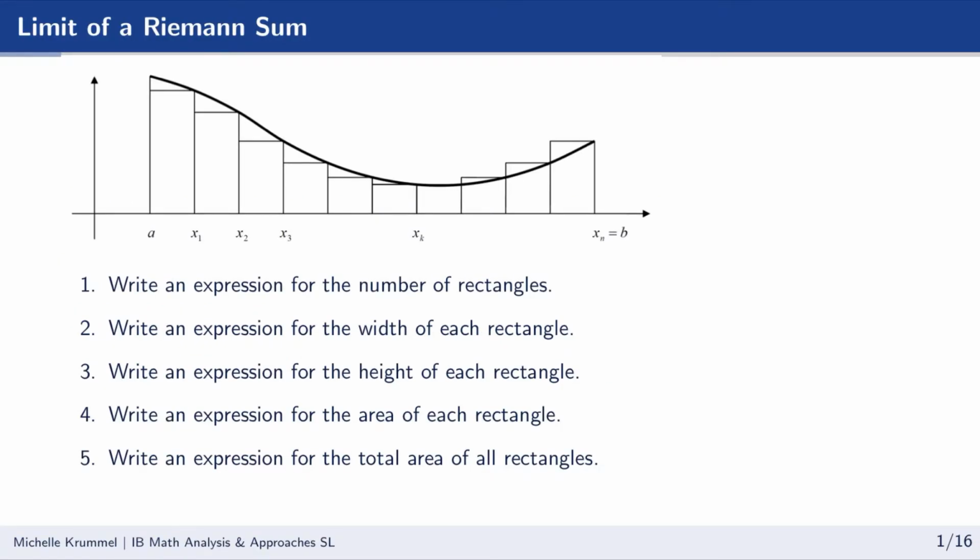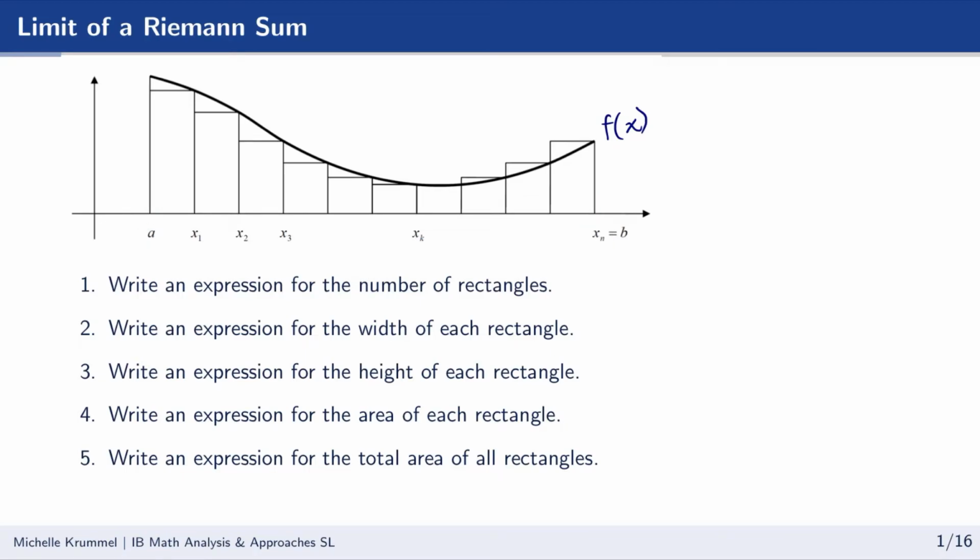Let's take a few minutes to talk about notation. In this graph we see that we have a function. We're going to call the function f of x. And we have a right Riemann sum. Our interval begins here at A and ends here at B. The interval goes from A to B.